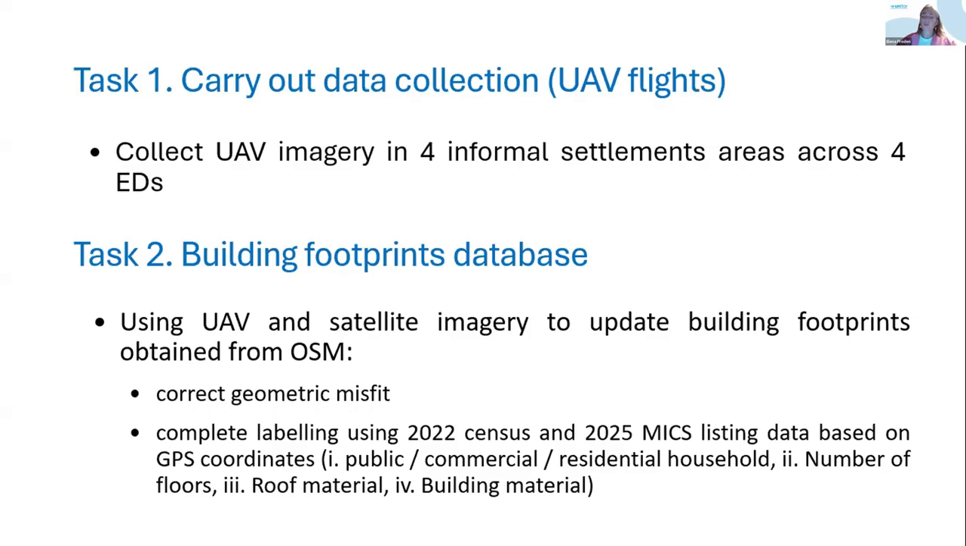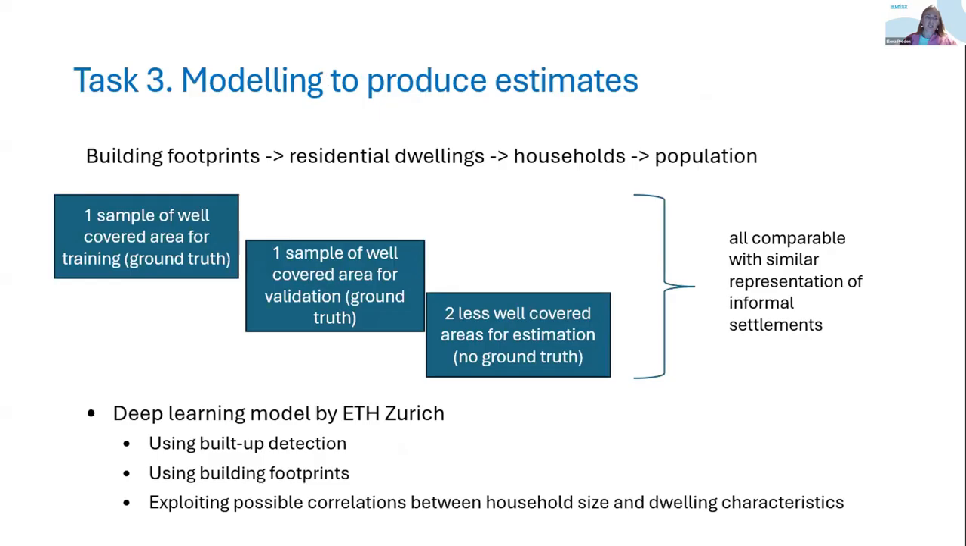And this is where the census data and also recent mixed listing data could be used. And the labeling still needs to be defined, but some things are quite clear. For example, identifying residential dwellings as opposed to public and commercial, then to be able to estimate households and then population. Then some of the other features that might be useful for population estimates would be number of floors, for example, the type of roof material and building material that could be relevant for other types of estimations.